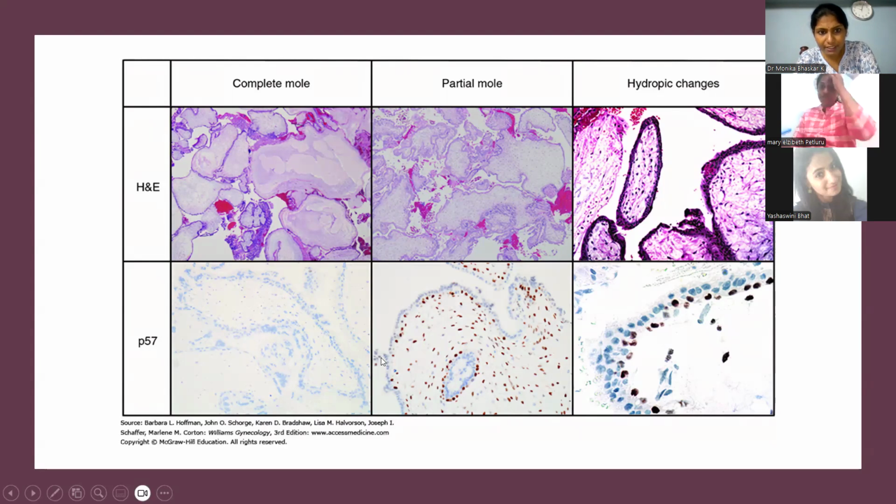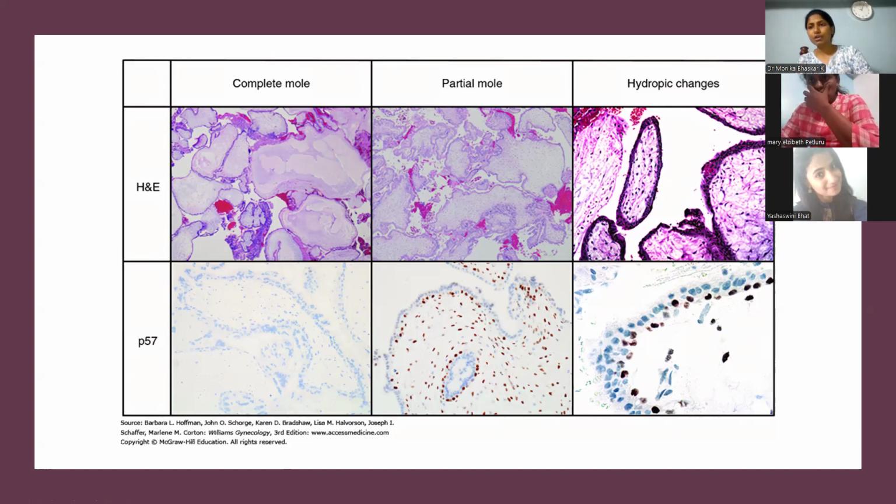But here, in the P57 immunostaining, there is no staining of the trophoblastic cells. But here you can see all this brown color, so it is stained P57 positive. In a partial mole, because of the presence of the maternal allele, this P57 KIP2 immunostaining is positive.